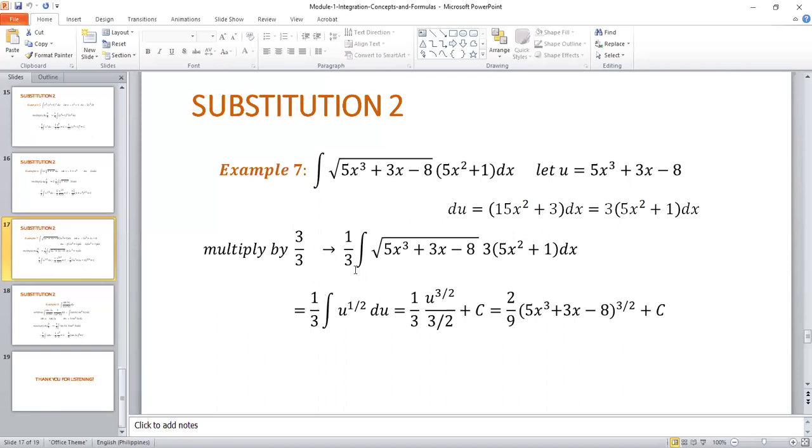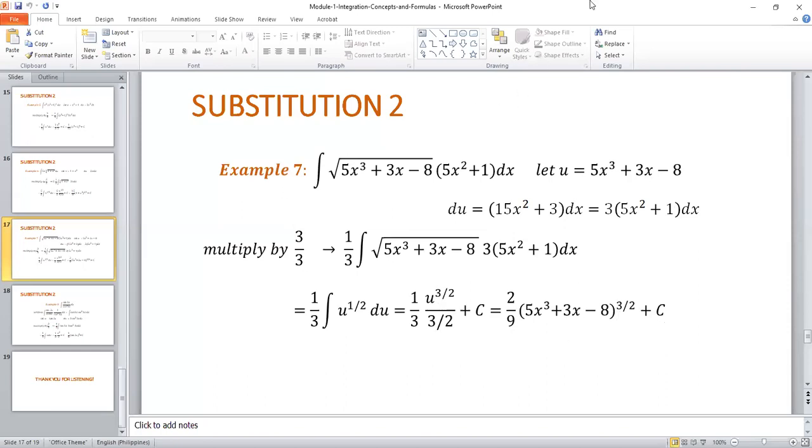The 1/3 should be written before your integral, and you process the square root of 5x cubed plus 3x minus 8 using the power rule. The square root tells you that the exponent is 1/2, you add 1 to it, that would be 3/2. And of course, it will be divided by 3/2 here. The 2 in the 3/2 goes up, so that would be 2 over 9. And your u, which is 5x cubed plus 3x minus 8, will now be raised to 3/2. And don't forget the very important c.